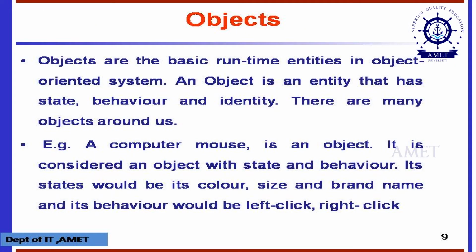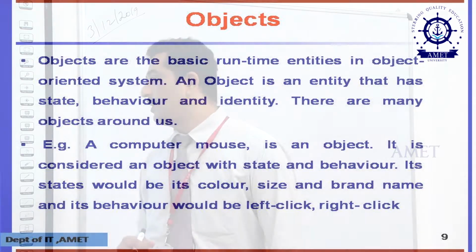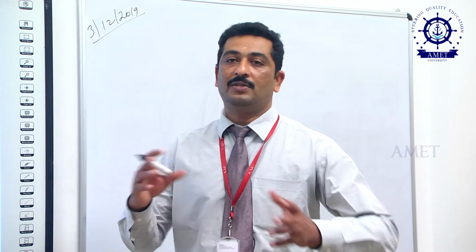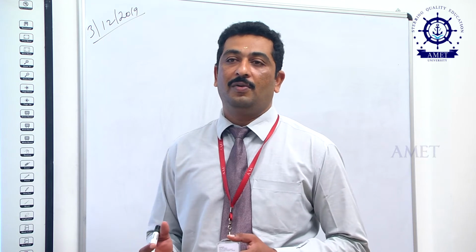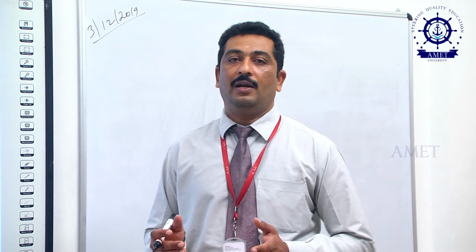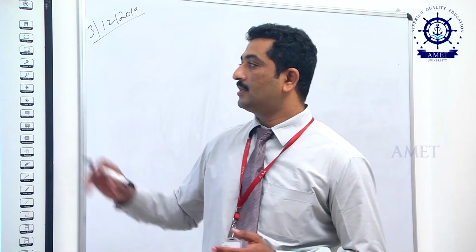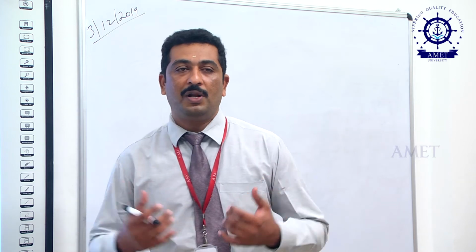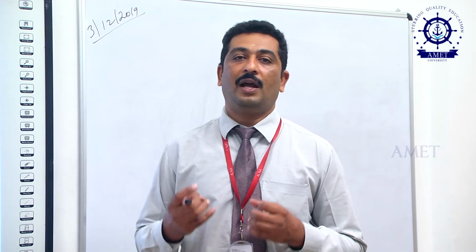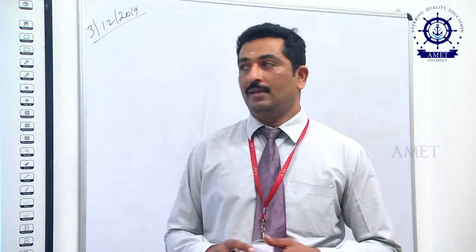The first example: a mouse is an object. It is considered an object with state and behavior. Its state would be color, size and brand name, and its behavior would be left click and right click. In this example, mouse, there are different varieties, different colors and different types available, and also actions like double click and single click. So this is called an object. Take another example: a human is also an object, with weight, color and height, everything.